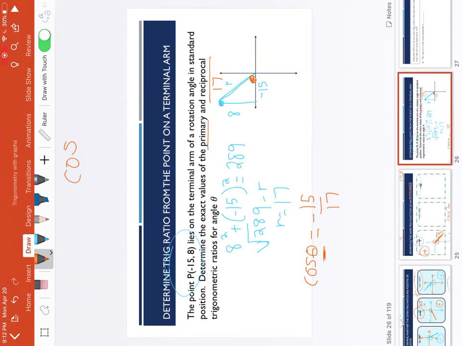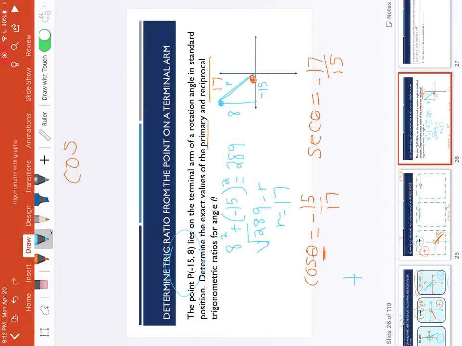And then if cosine is -15 over 17, then we know the reciprocal function of cosine is secant. So that means the ratio for secant just has to be the reciprocal of that fraction, -17 over 15. Again, it doesn't matter where you put that negative. You can put it top, bottom, front, whichever. Okay, now we're going to do the next one.